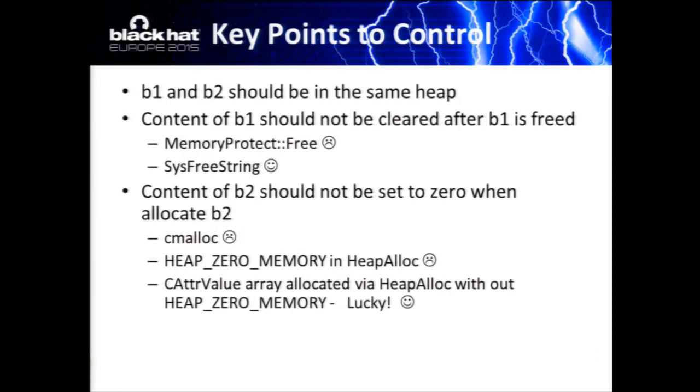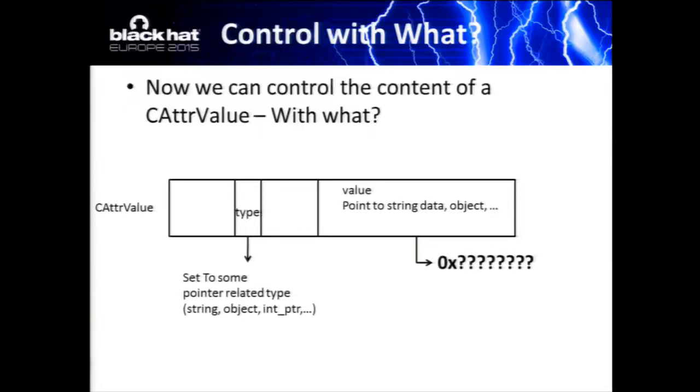Fortunately, our uninitialized memory bug is controllable, because the attribute array is allocated by calling function heap allocate, but without this flag set, without the heap zero memory flag set. So we are lucky. So we can control the data in the C attribute value. I mean, the uninitialized C attribute value, we can control it.